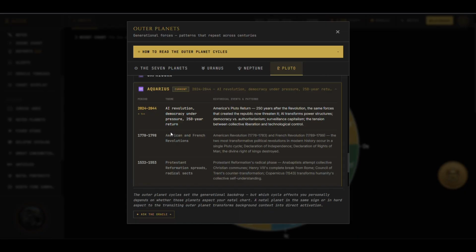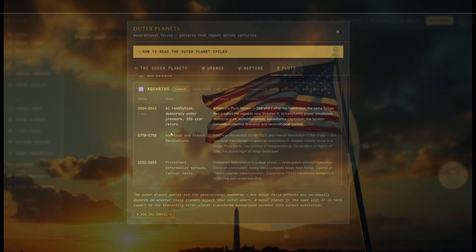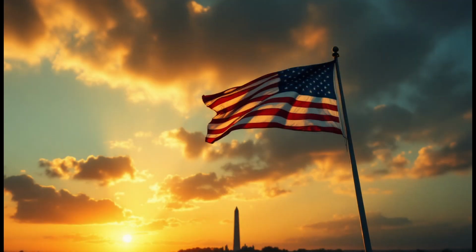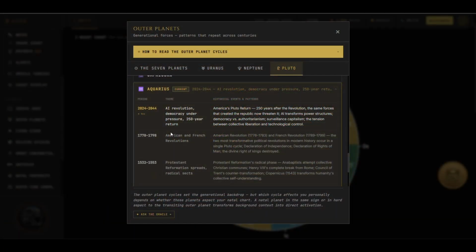In 2024, Pluto moved fully into Aquarius for the first time in 248 years, almost exactly coinciding with the 250th birthday of the United States. The United States was born under Pluto in Aquarius. It's now experiencing its Pluto return, returning to the exact position it occupied at the nation's founding. Pluto, returning to where a country was born, is a civilizational reckoning.